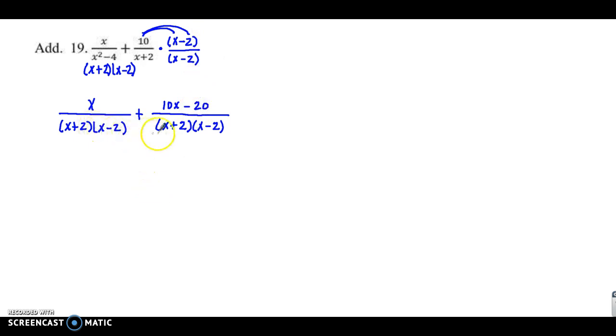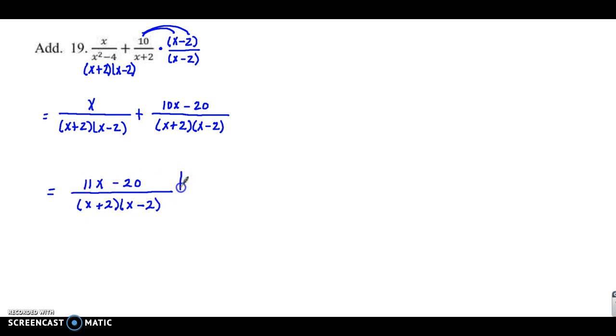Okay? Once our denominators are the same, we know with addition, we worked really hard to get that denominator, so don't change it. And you can go ahead and leave them in their factored form. You don't need to multiply those out again. Now on the top, since I have several terms, I'm just going to collect my terms. So x plus 10x gives me 11x and a minus 20.